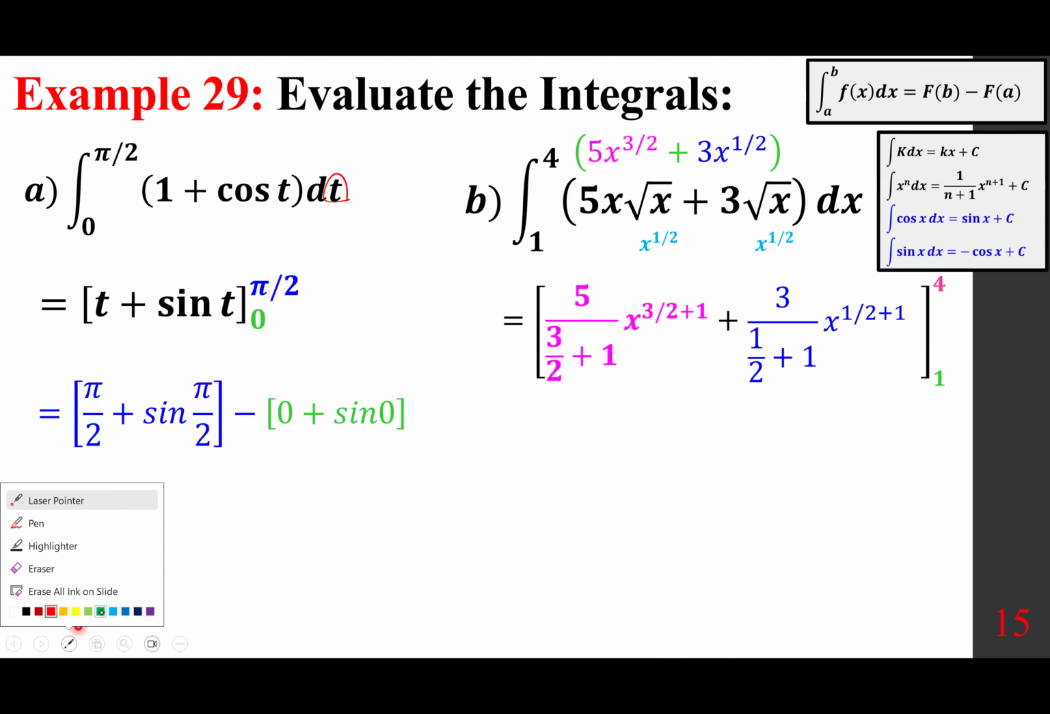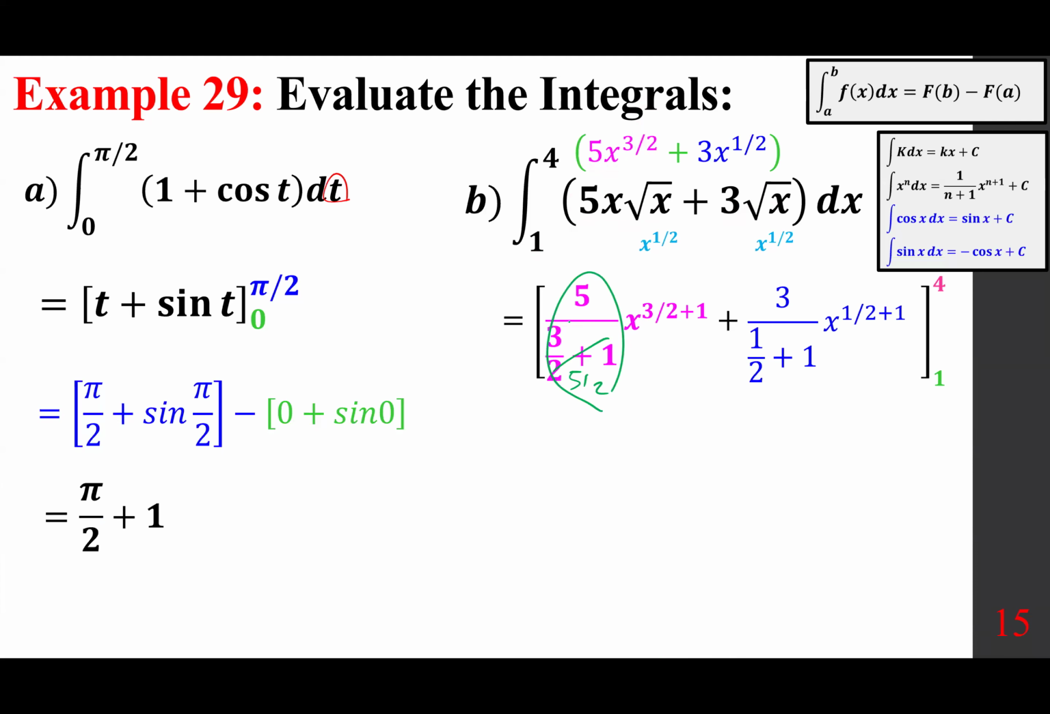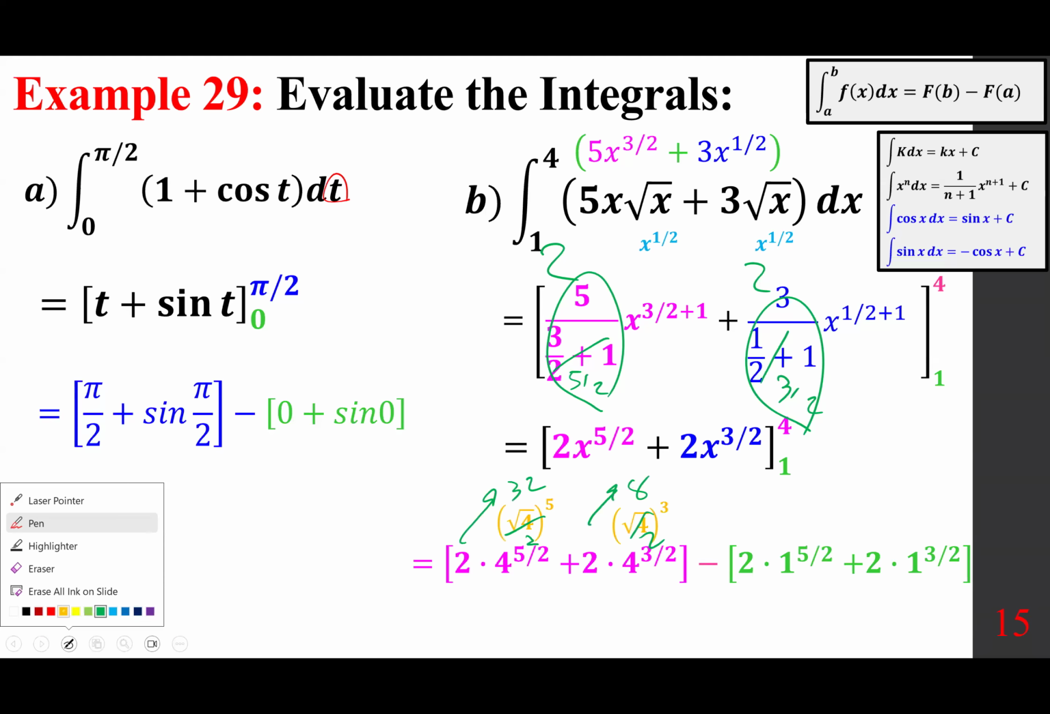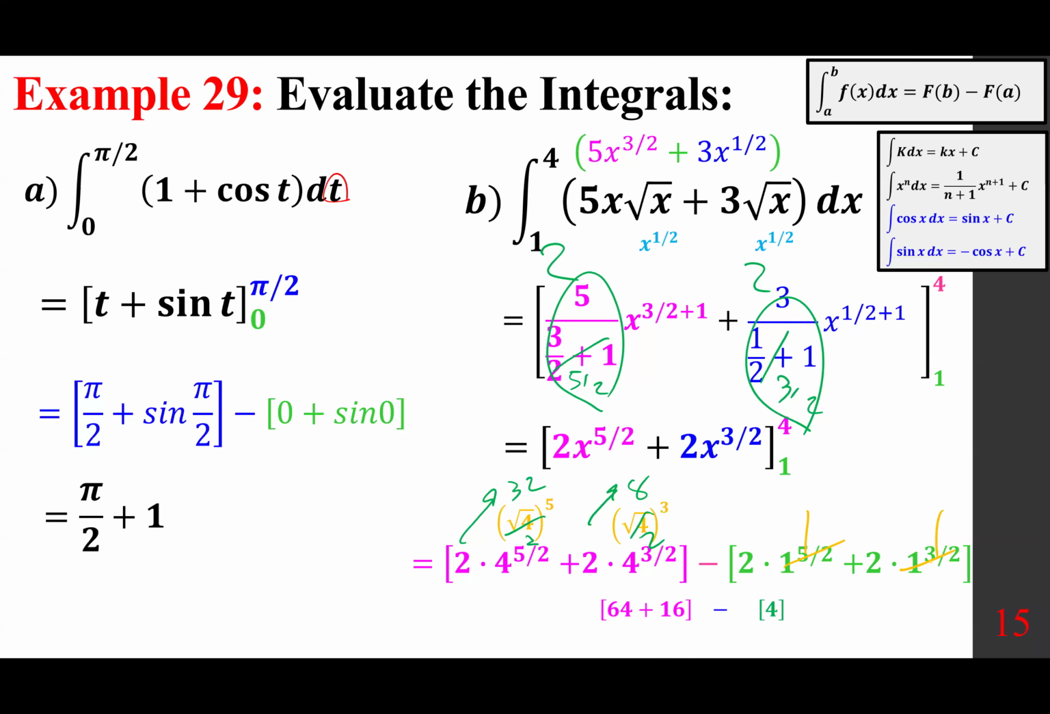So now we have 5/2. This is 2, 3/2. This is 2. We're going to plug in 4, we're going to plug in 1, and we're going to evaluate. This is elementary algebra. Let's quickly go over that. 4 to the power of 5/2. 2 to the power of 5, 32. 2 times that, 64. 4 to the power of 3/2, again 2, 2 cubed 8, 2 times 8 is 16. And I hope you see that this entire thing is 4. So 76 is the final answer.